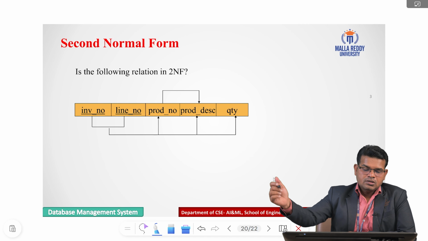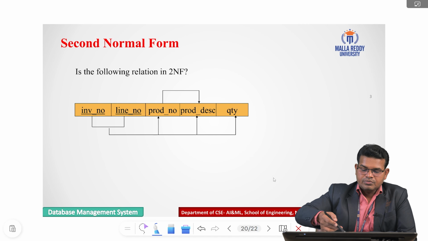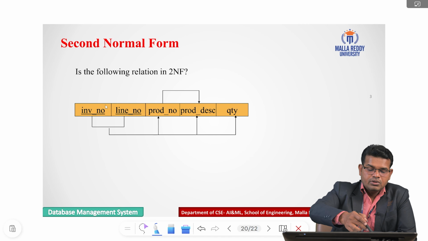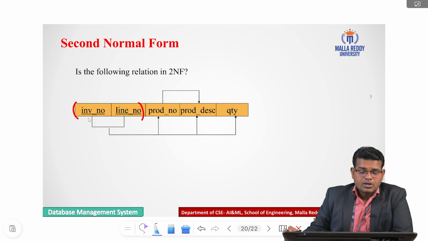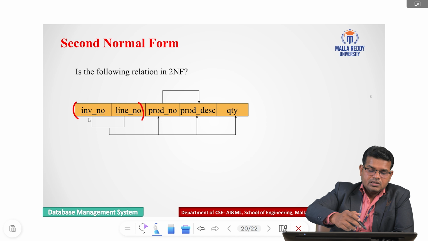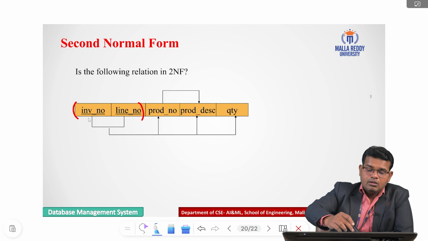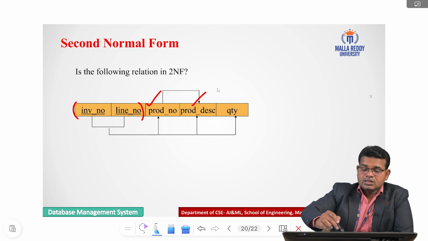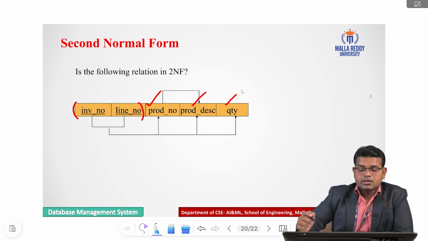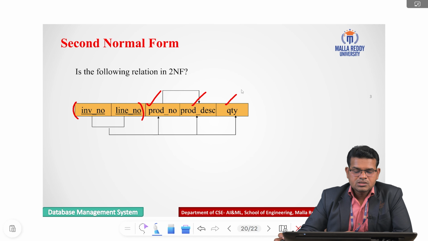Now, if you see what are the dependencies mentioned here. Inventory number and line number, these two are candidate keys, part of candidate key. That means these two are prime attributes. These two together determine product number, product description and quantity. So, we don't have any problem with this type of dependency.